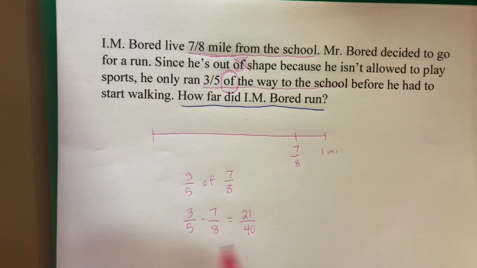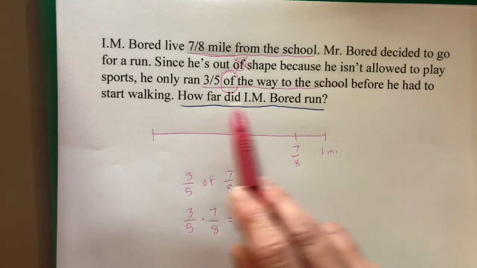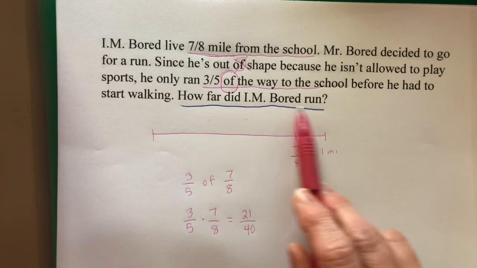Now, that was how we solved it. That was our third step of problem solving. We understood the problem, we made our plan here, and then we solved it. Now, the last step is important because we need to check to see if our answer makes sense. We need to see, did we answer the question? How far did he run? Yes, we've answered the question.